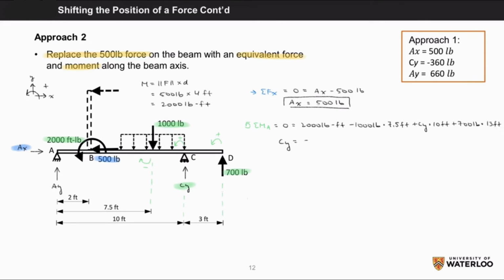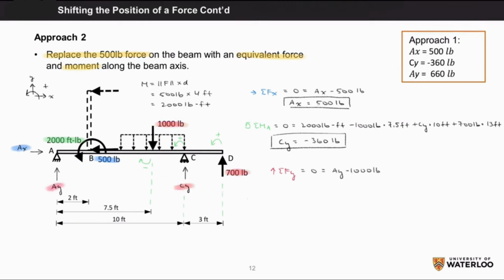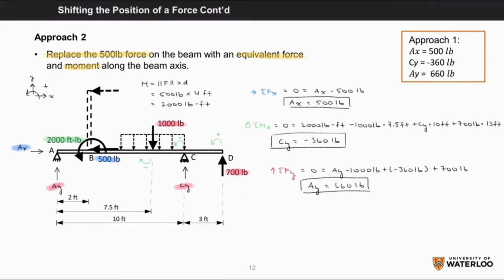This will still give us a value of negative 360 pounds for CY. Finally, the sum of Fy equals 0 will again give us a value of 660 pounds for AY. As you can see, shifting the position of a force will give us the same answers, so either method can be used when solving similar problems in the future.